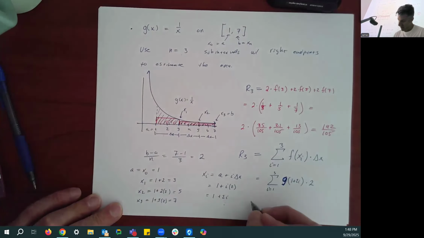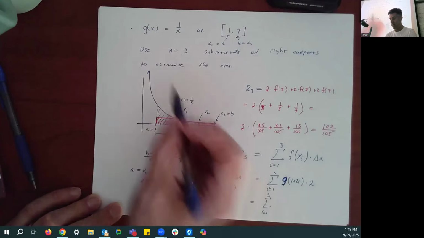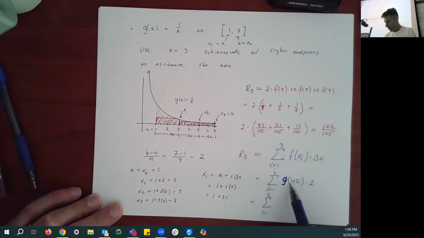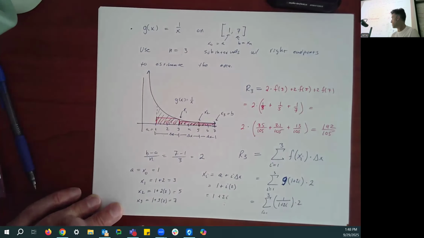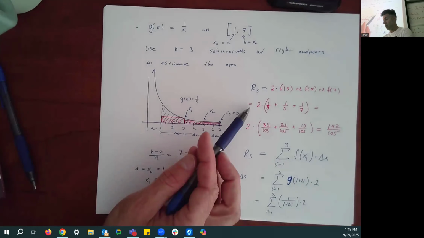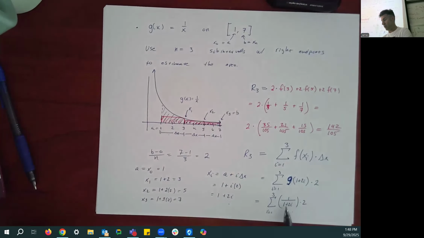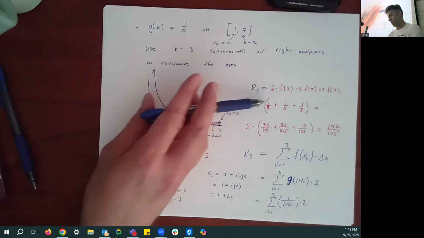Moving on, we have the sum from i equals 1 to 3. Our g of x is 1 over x. So g of 1 plus 2i is 1 over 1 plus 2i, multiplied by 2. Yes, you can pull that 2 out in front of the sigma notation, but you do not have to. And that should give us the same thing that we got right here. If I plug in 1, I get 1 over 3 times 2. If I plug in 2, I get 1 over 5 times 2. If I plug in 3, I get 1 over 7 times 2, which is exactly what we have right here: 2 times 1 over 3 plus 2 times 1 over 5 plus 2 times 1 over 7.